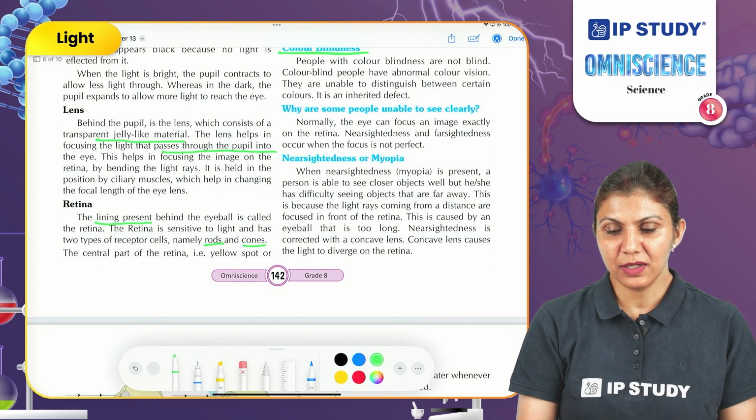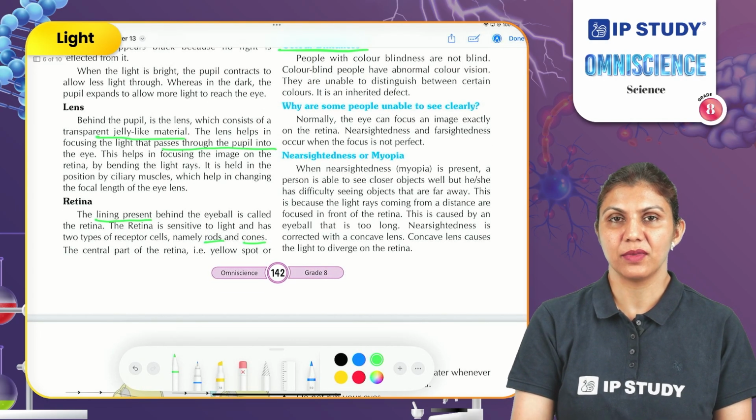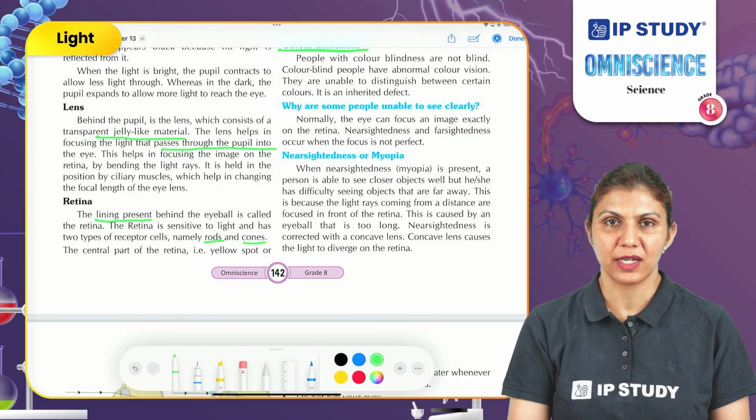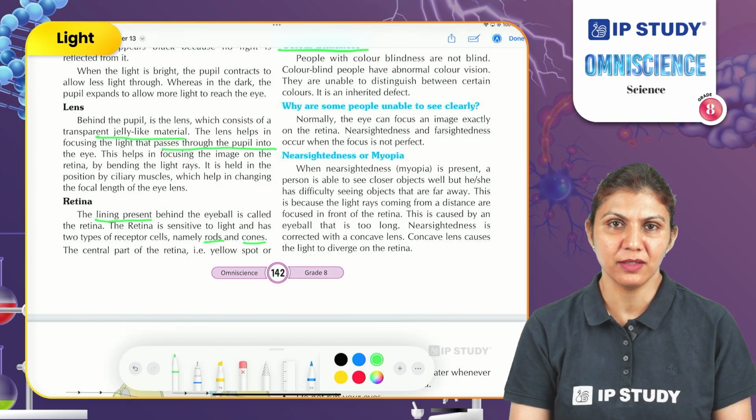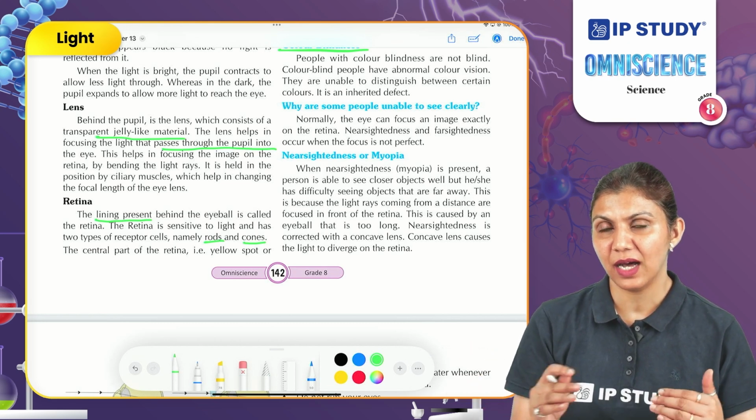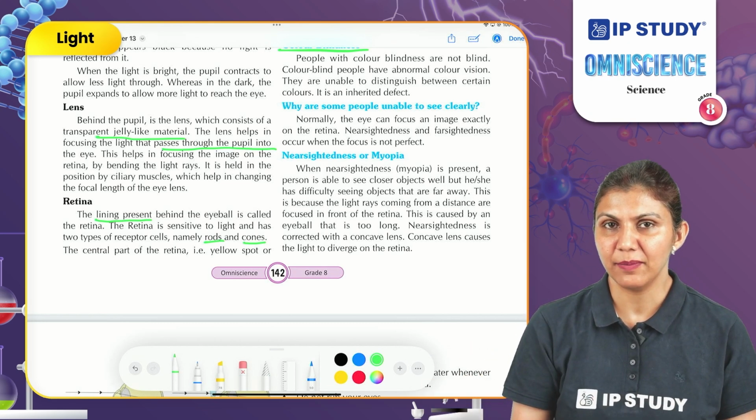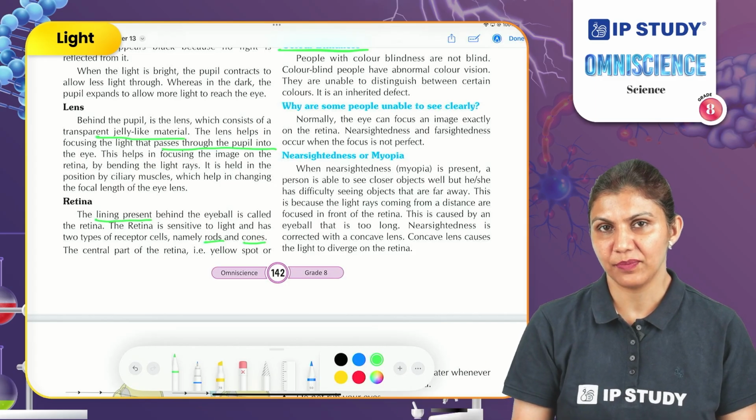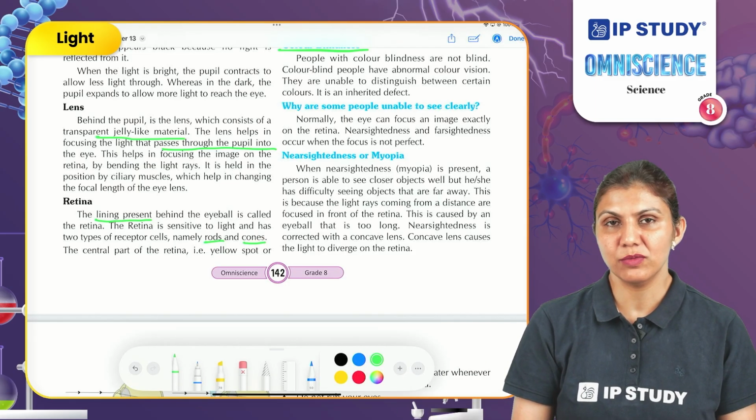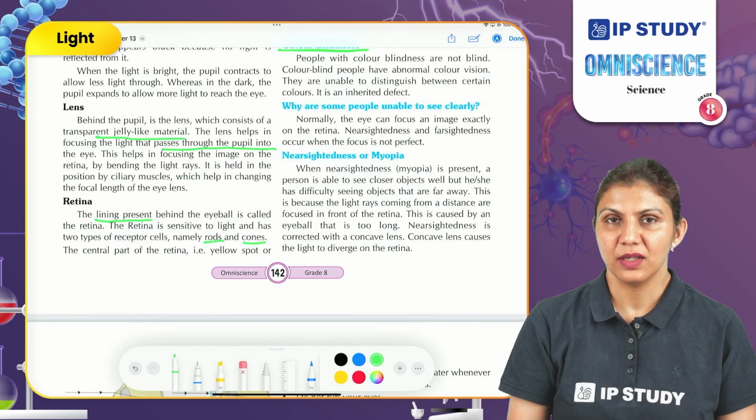Why are some people unable to see clearly? You might have seen people wearing spectacles. Why do people wear spectacles? Does a baby wear spectacles? No. People often wear spectacles after a certain age. If your eyes are healthy, you are not expected to wear any spectacles.